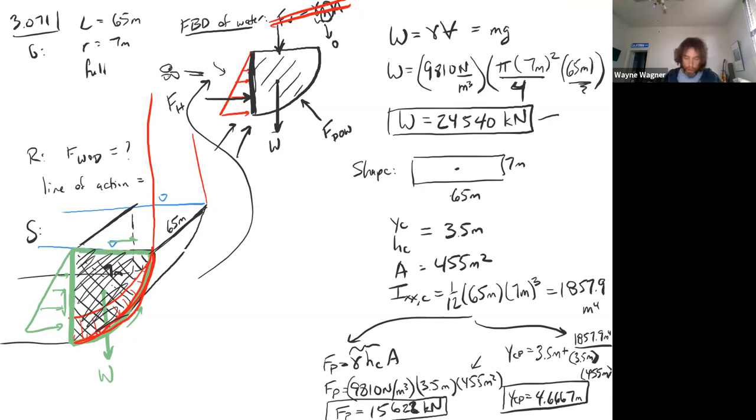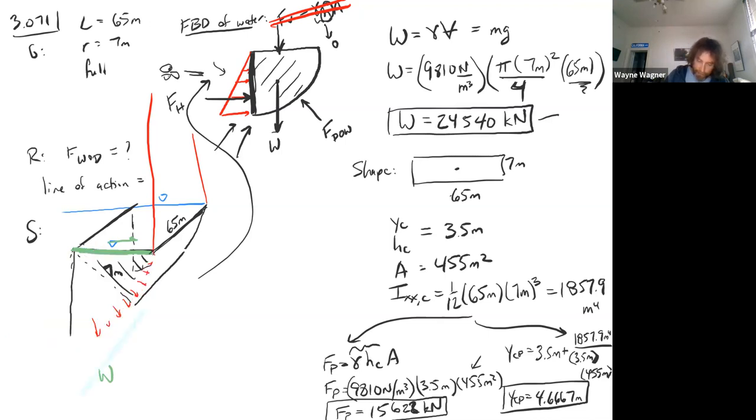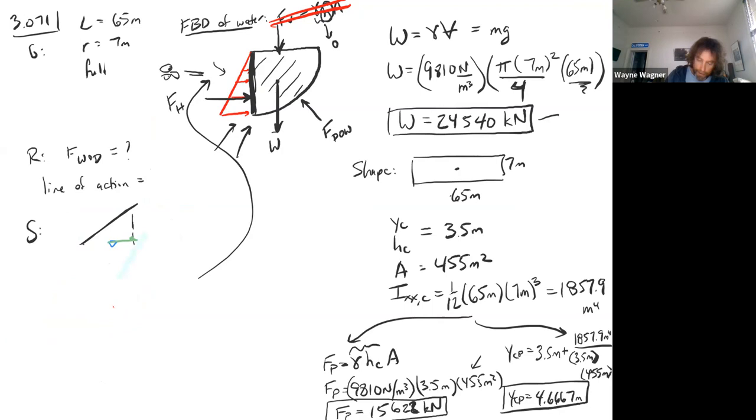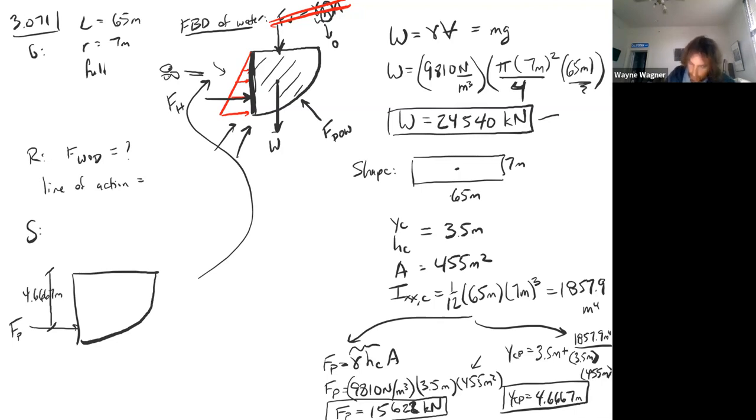All right, so I'm going to go back and erase this original thing because I want to start thinking about the line of action. I want to think about all of this business, because this is annoying. The line of action is my least favorite thing. So here's my shape, and I've got FP right here of whatever that number is. I'm not going to write the number. And it's happening down here at 4.6667 meters.